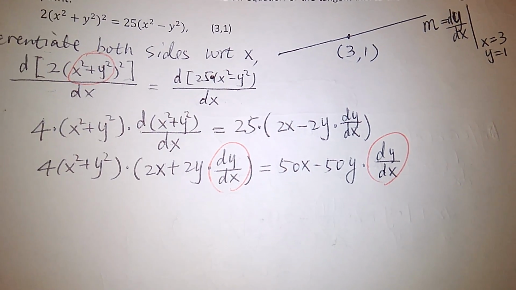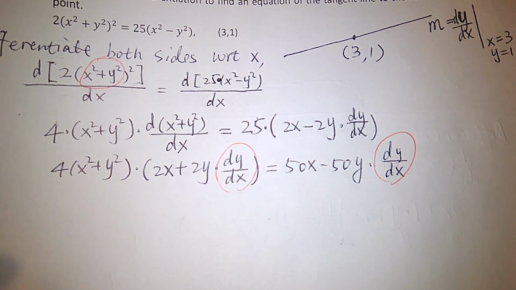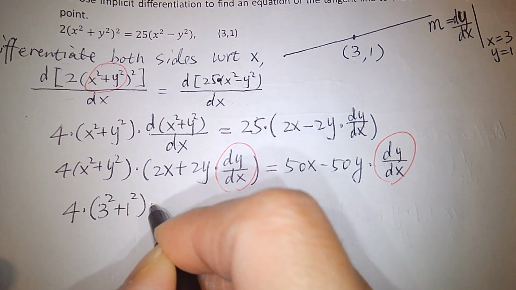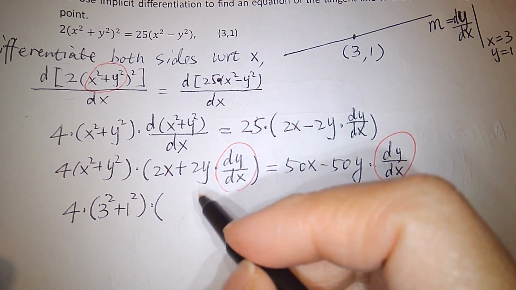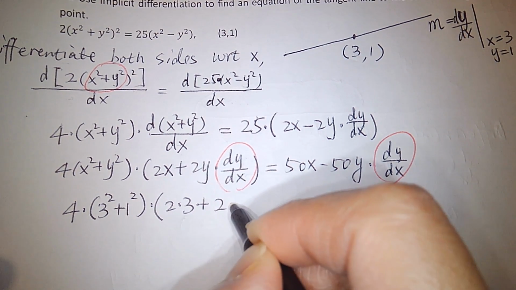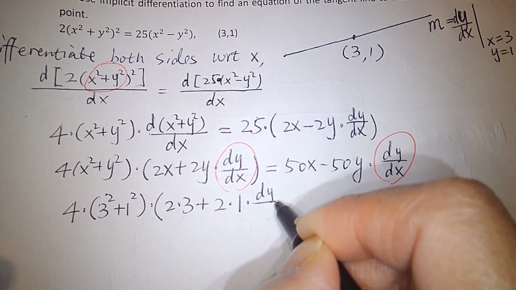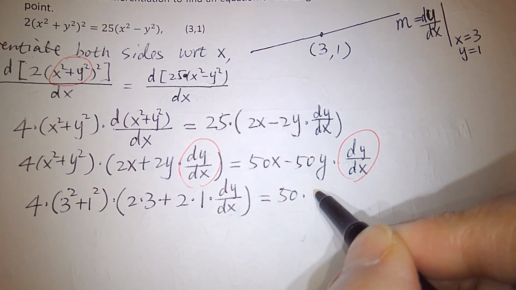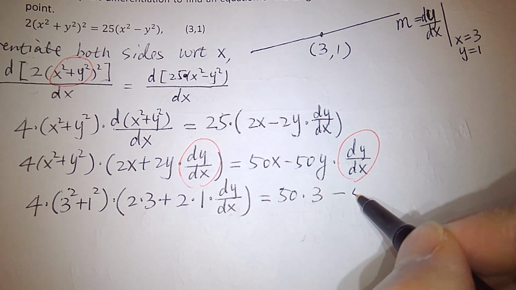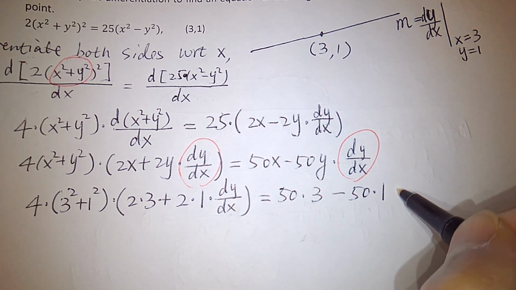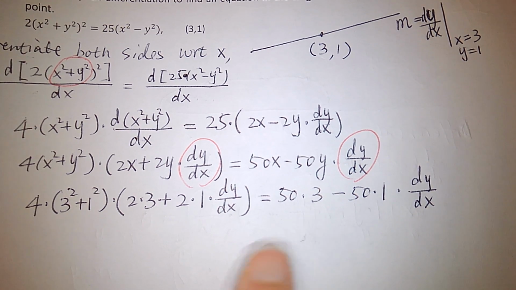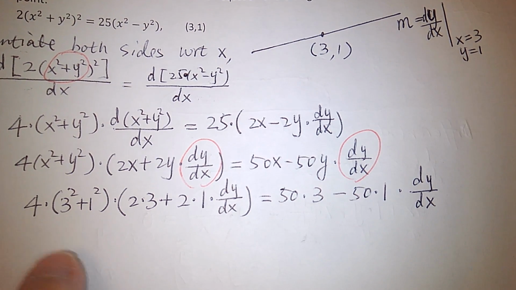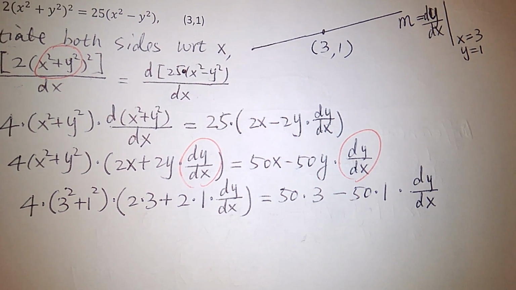Okay, so how? Now plugging x by 3, y by 1 gives us 4 times (3 squared plus 1 squared) times (2 times 3 plus 2 times 1) times dy over dx equals, what's the right side? 50 times x, which is 3, minus 50 times 1 times what? dy over dx. See now? Except for dy over dx, everything else are what? Constants. But we have to be careful about the order of operations, okay?